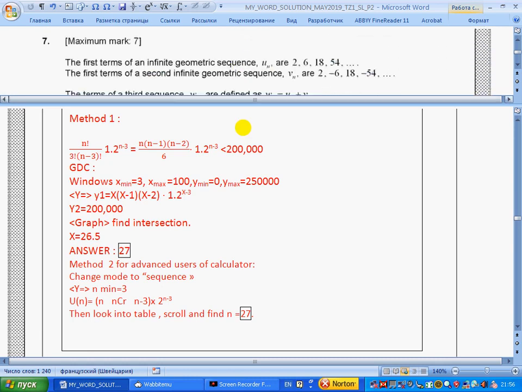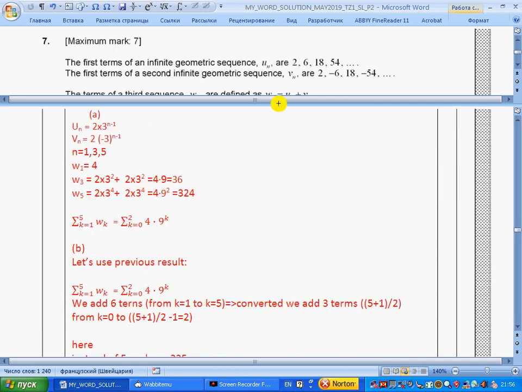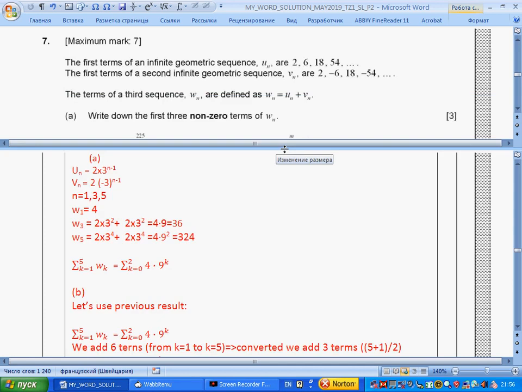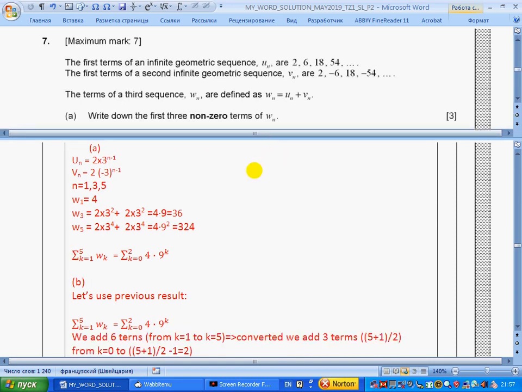Question 7. The first terms of an infinite geometric sequence UN are 2, 6, 18. The first terms of a second infinite geometric sequence are 2, minus 6, 18, minus 4. The terms of a third sequence W are defined as the sum of the terms. A. Write down the first three non-zero terms of W.